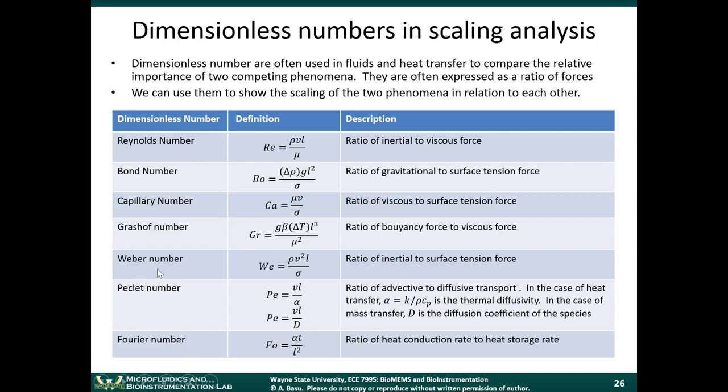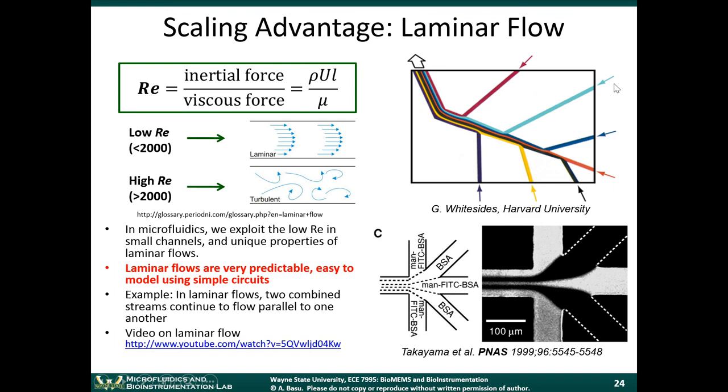The Weber number, the ratio of inertial to surface tension forces. The Peclet number, this is one we'll talk about in the microfluidics module. The ratio of advective to diffusive transport. When we're analyzing laminar flows like this, we use two dimensionless numbers to describe this phenomenon. One is the Reynolds number, the other one is a Peclet number. Okay, the Peclet number gives the ratio of advective to diffusive transport.